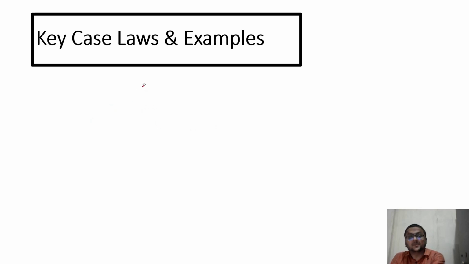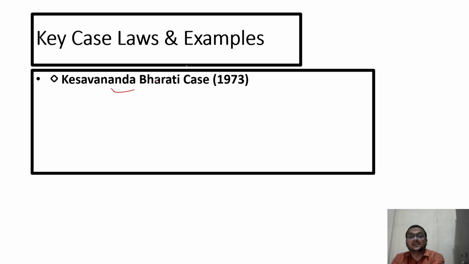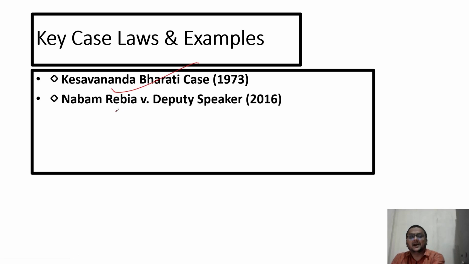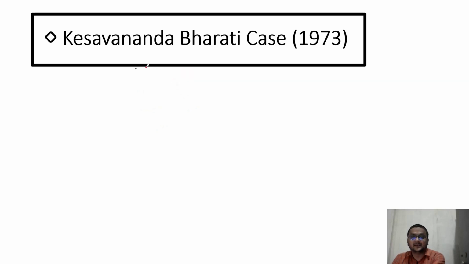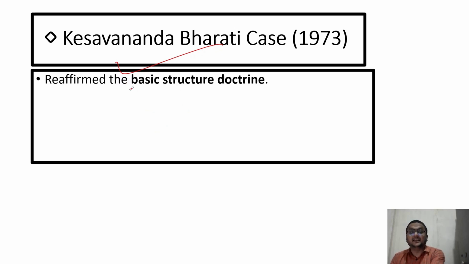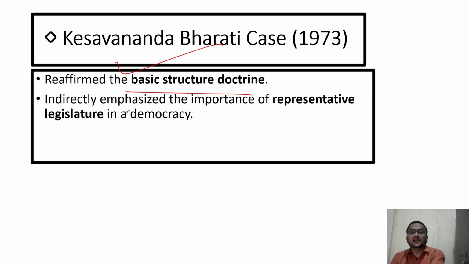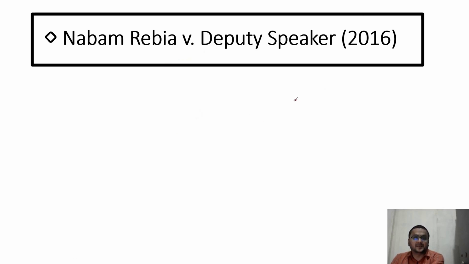Now let's look at some case laws and examples. We will see the Kesavananda Bharati case, then Nabam Rebia versus Deputy Speaker 2016, then Rameshwar Prasad versus Union of India 2006. First is the Kesavananda Bharati case 1973. It reaffirmed the basic structure doctrine, and indirectly emphasized the importance of representative democracy. This case has given the representative legislature in a democracy utmost importance.